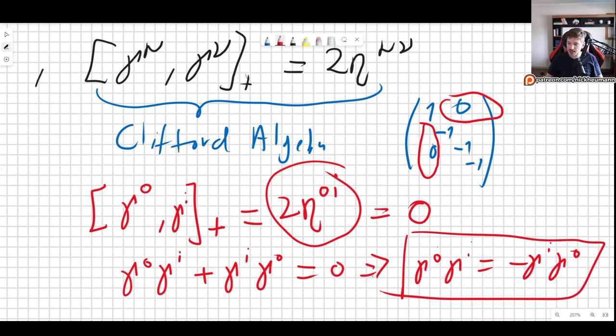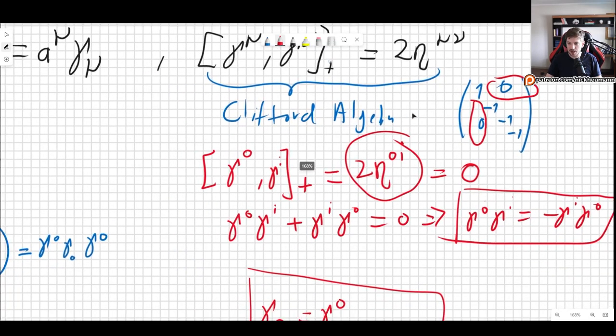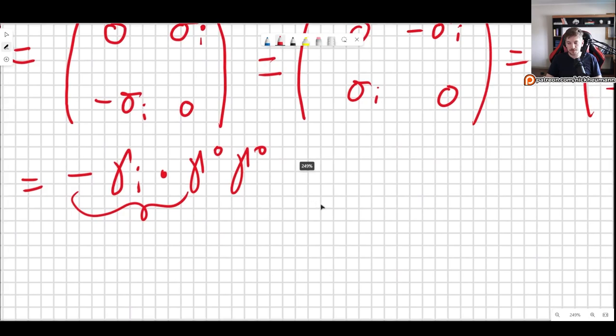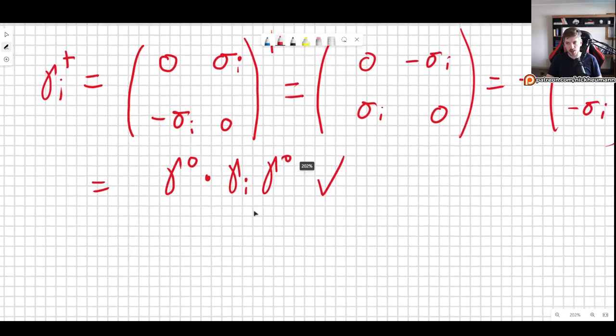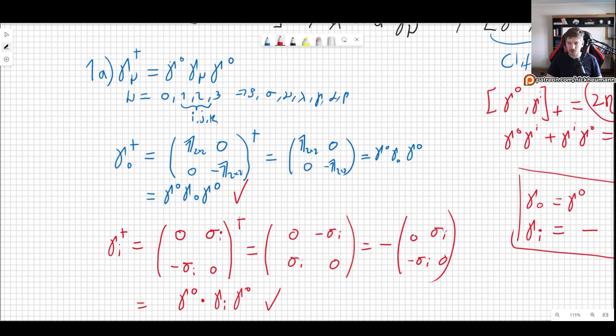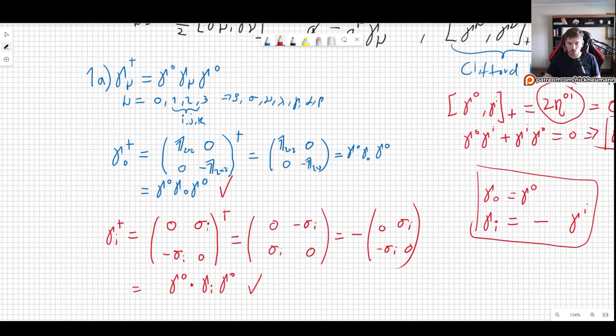So this means that you can change the position of a gamma 0 and a gamma I, but you have to add a minus sign. Okay, so that's what you have to do. So we can change this 0 and this I. Of course, the I is still down here, 0. And we add a minus sign, which will cancel out the other minus sign. And there we go. This is precisely what we wanted. So now we have proven this expression in both the possible cases, mu equal to I and mu equal to 0. So that is the part 1a.